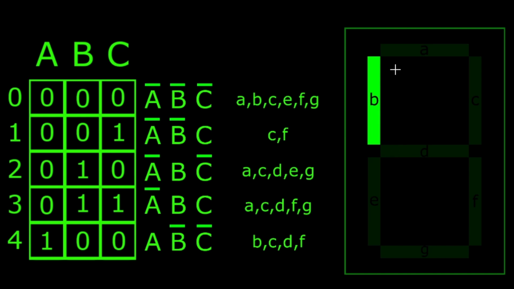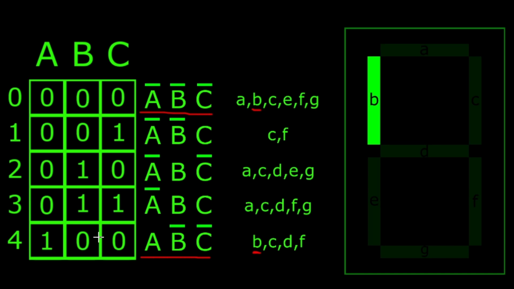And now we'll do the same thing, but for segment B. And we can see that B only turns on in 2 cases, when we want to display a 0 and when we want to display a 4. In all other cases, B should be off. So this product term will be equal to 1 when all three of our inputs are 0, and this product term will be equal to 1 when only our A input is equal to 1.